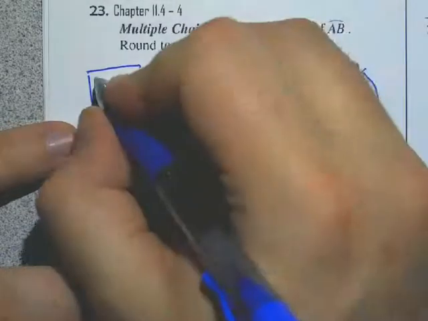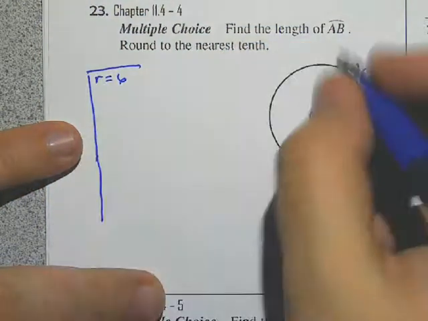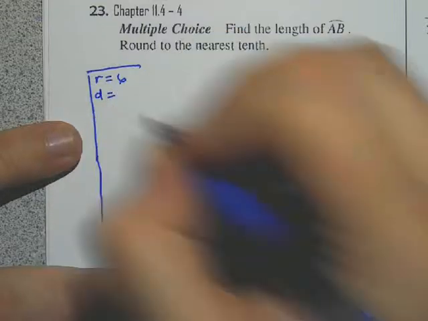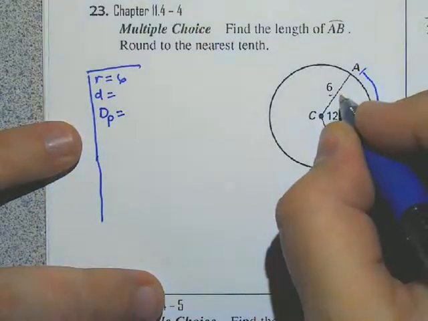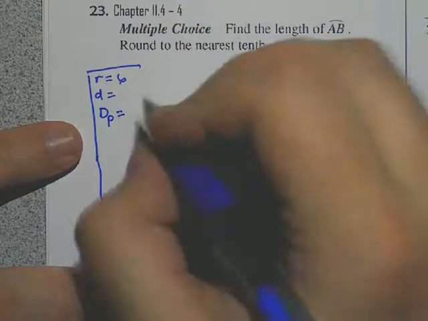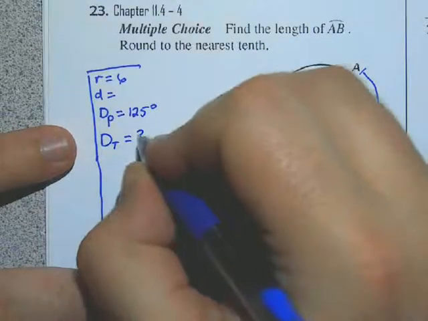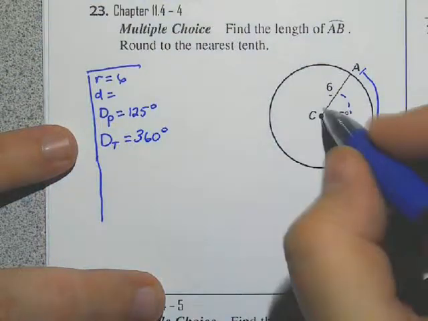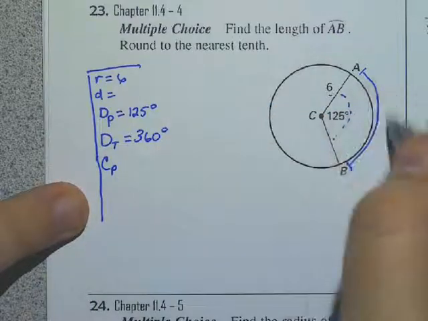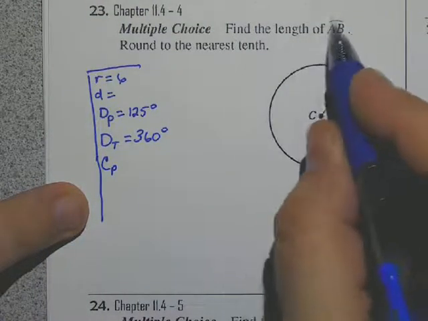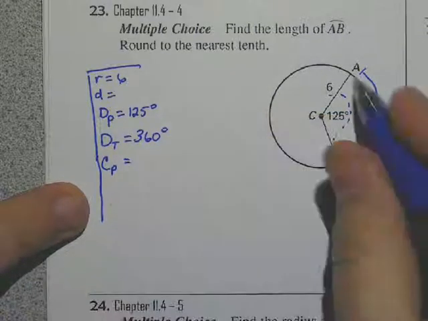Okay, so we know our r is 6. We know our d. We don't really need to worry about d in this case, but sure, whatever. We do know that our degree, the partial degree around this, is 125 degrees. So I'm going to put that down, 125 degrees. What's the total degrees? You guys are probably sick of saying that, right? 360 around a full circle. So what's the partial circumference, which is the arc length, right? This is the length of the arc AB.